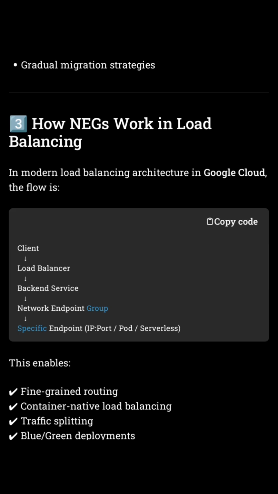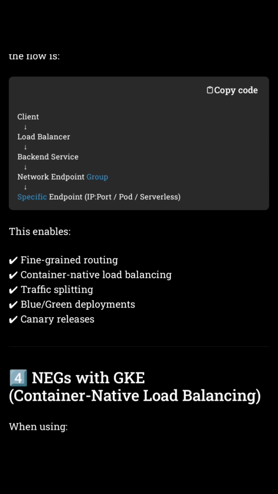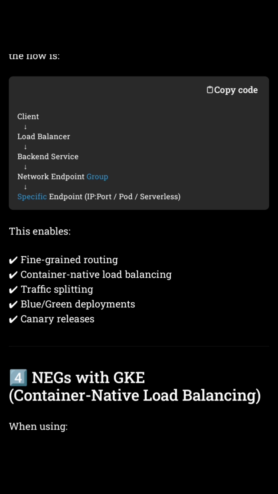How does this NEG work in modern load balancing architecture in Google Cloud? The flow is: there is a client, then a load balancer, then the backend service, then the network endpoint group, and then the specific endpoint, serverless application, pods or Kubernetes services. This enables fine-grained routing, container native load balancing, traffic splitting, blue-green deployment, or canary releases.